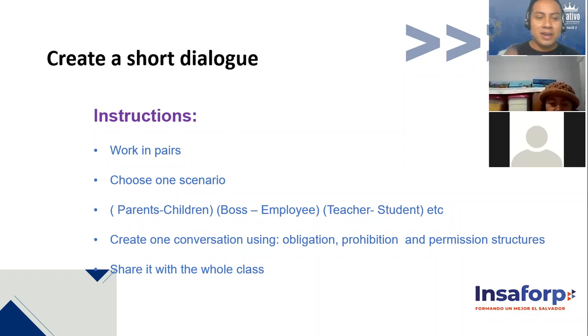So we have parents and children, we have boss and employee, we might have teacher and student. And if you don't like these options, you think about any option in which you can use obligation, prohibition, and permission, okay? And you have to act as it is. If you're a father or a mother, try to be as a mother. And if you're a kid, behave like a kid. And if you are a boss, try to behave as a boss, and then the employee, and so on and so forth, okay?